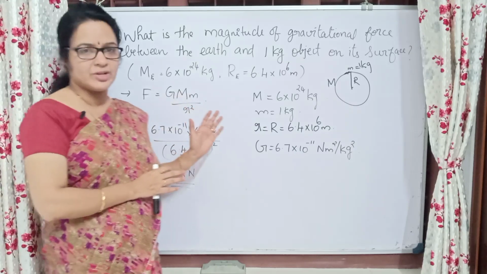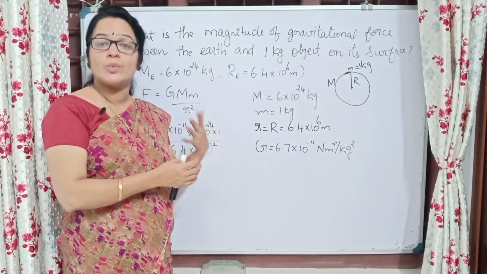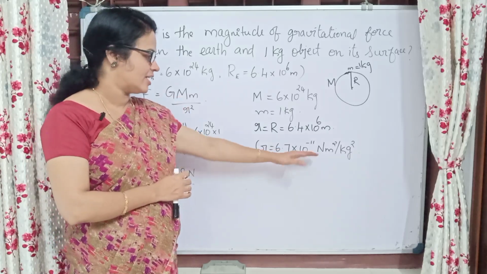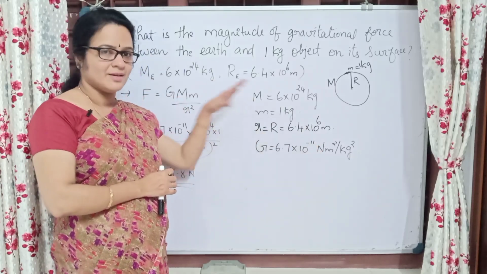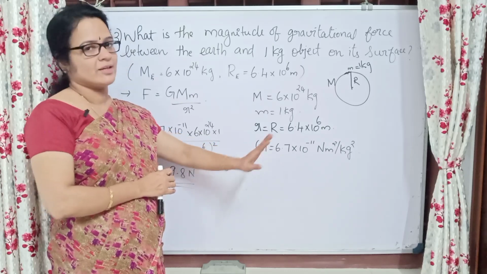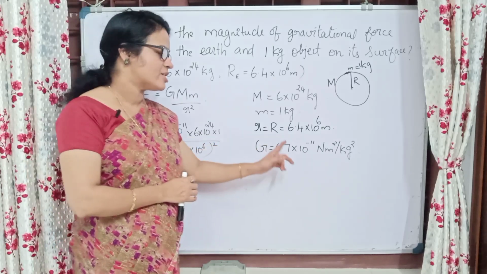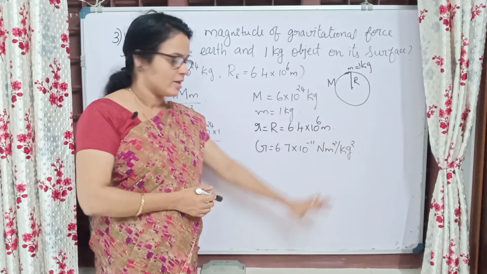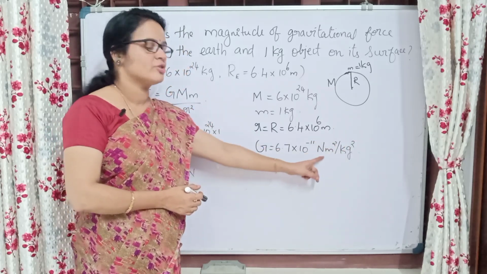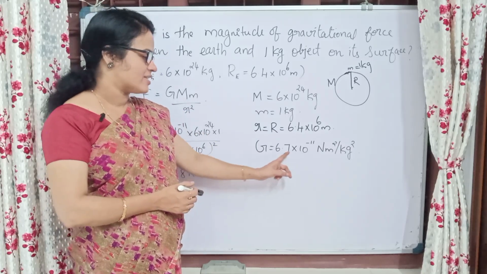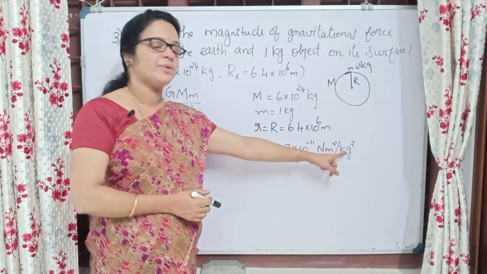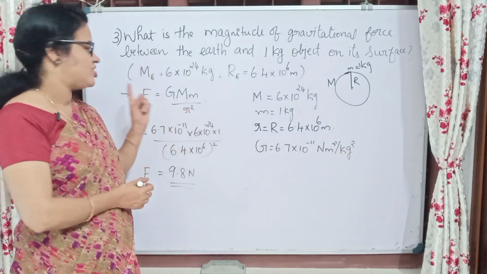That value you have to know, because whenever we want to calculate the force, we have to substitute that value. So make sure that the equation and the value of G is clear to you. Okay, so here G is equal to 6.7 into 10 raised to minus 11 Newton meter square per kilogram square. So that is the unit, and this also you have to study. That is 6.7 into 10 raised to minus 11 Newton meter square per kilogram square is G.